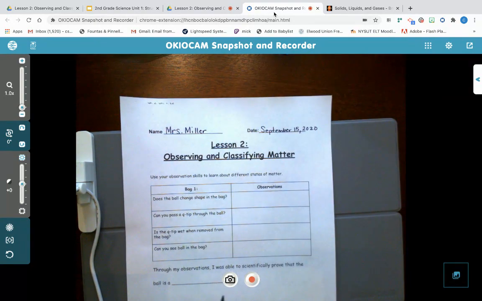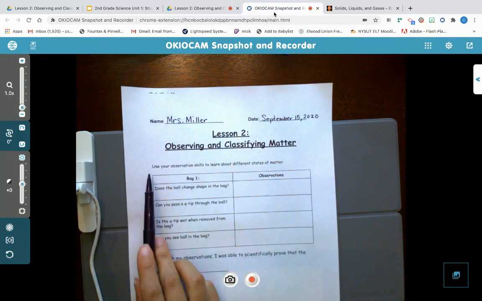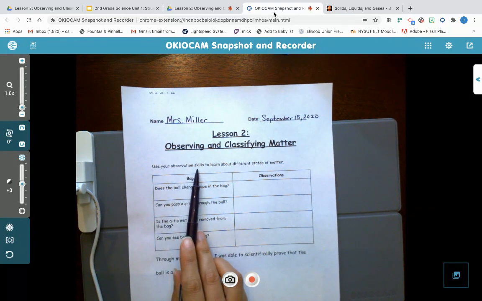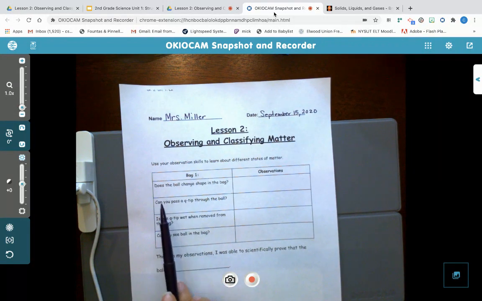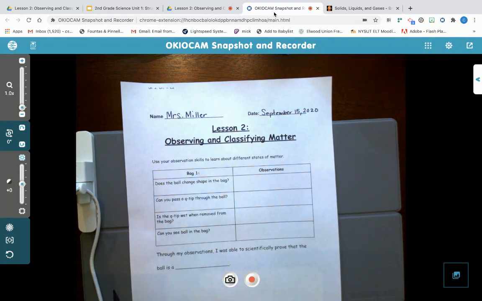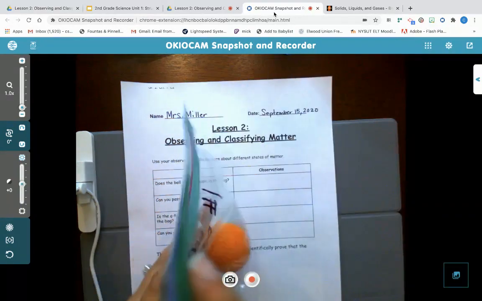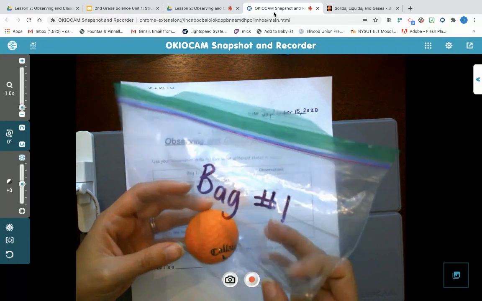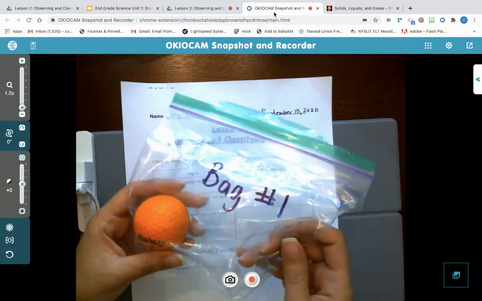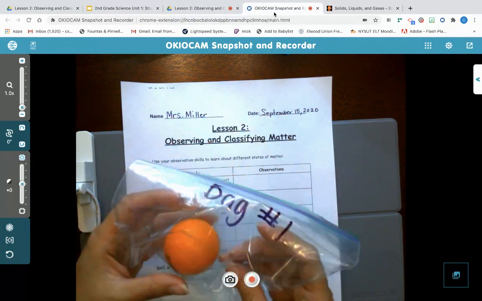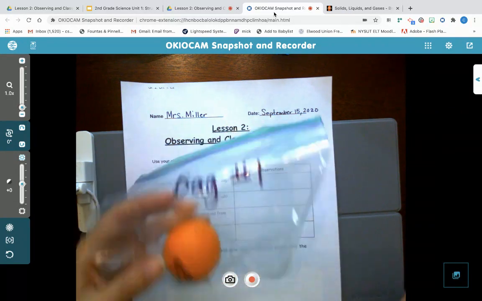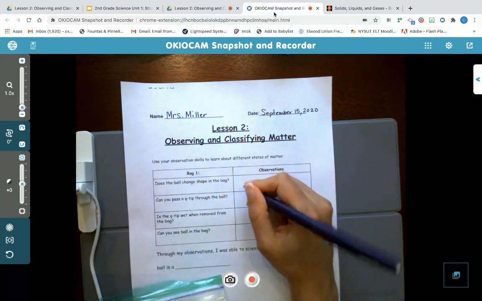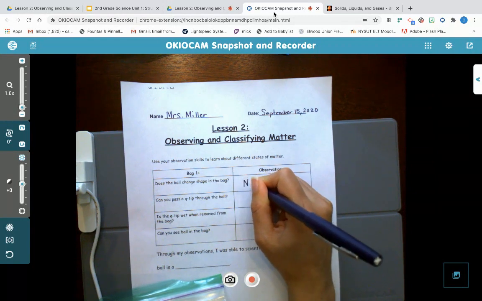So the directions at the top say, use your observation skills to learn about different states of matter. Bag number 1. Does the ball change shape in the bag? So I'm going to take bag number 1, our first specimen, and let's see. Does the ball change shape? Thumbs up, thumbs down. No, it does not change shape. So I'm just going to write no here. You do the same.